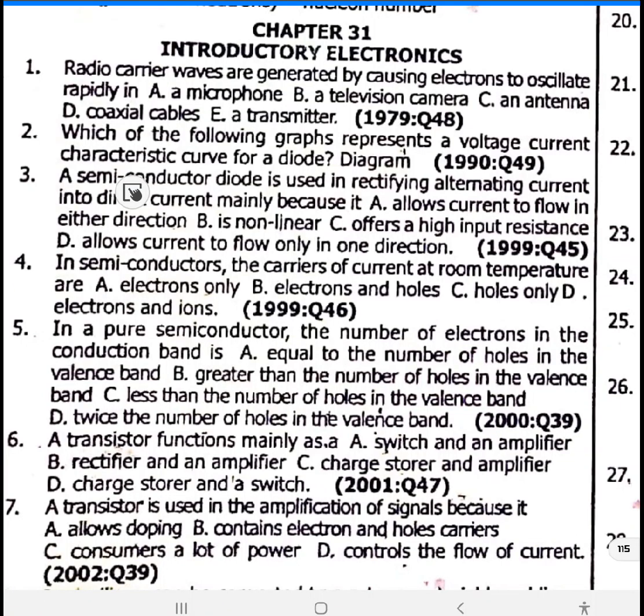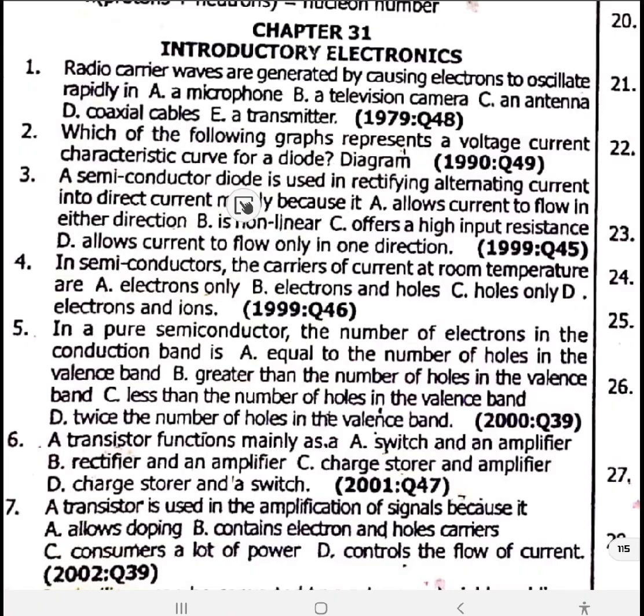Back to our introductory electronics. Radio carrier waves are generated by causing electrons to oscillate rapidly in a radio transmitter. Option E. Number 2, which of the following graphs represents the graph that was given?